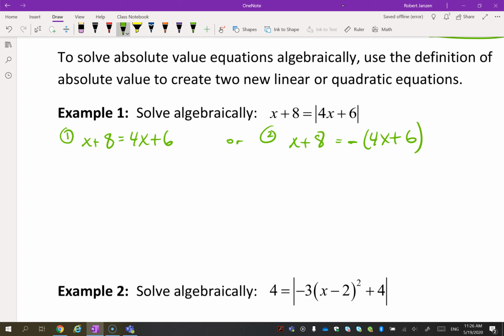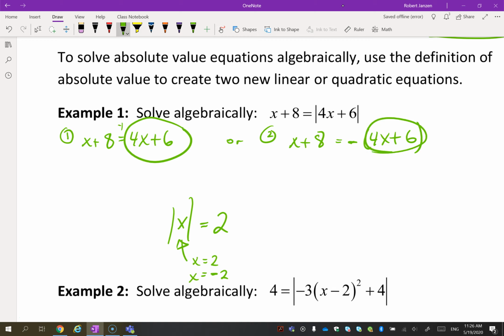Okay, now just as a quick reminder, here's why. If you have the absolute value, what could go in there? Well, if we want it to equal 2, let's say, that means x could be 2, or it could be negative 2. In other words, the opposite of 2. So that's what I'm saying here. This is what's inside the absolute value. Either it's going to be the positive version, or it's going to be the negative version. Okay, and we're going to do that for each one of these questions, every time we get one.